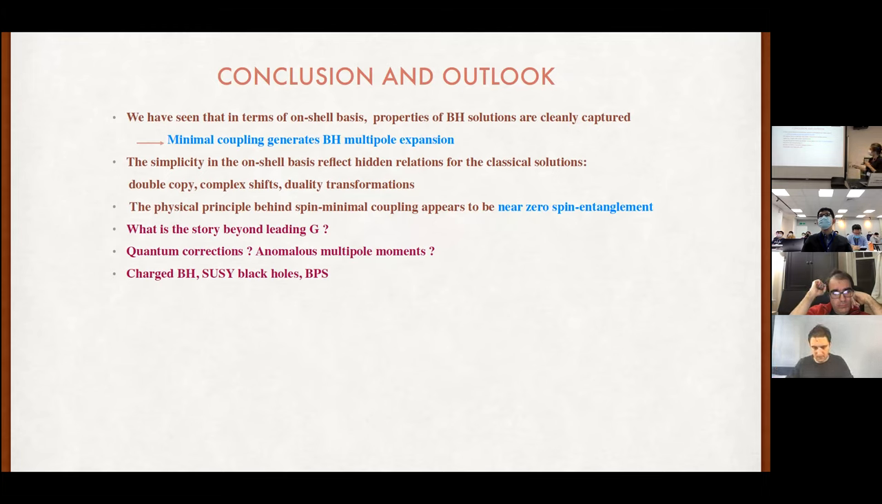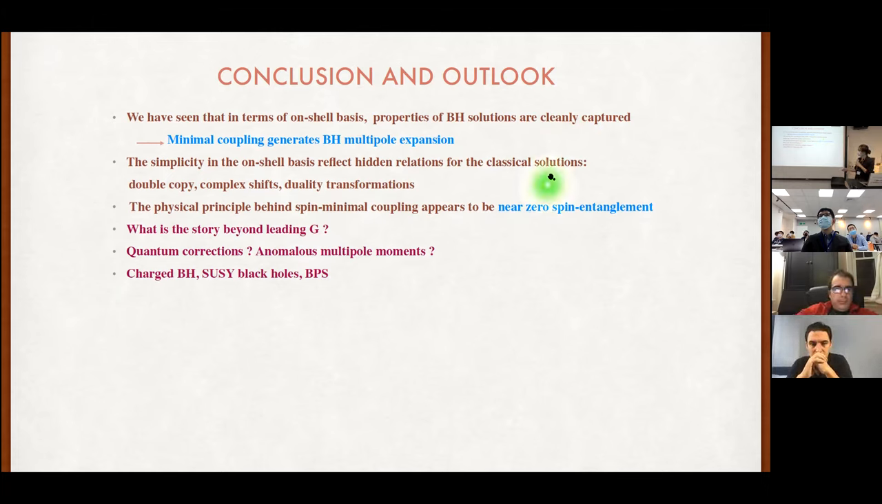And more importantly, the simplicity of this on-shell basis really reflects a lot of hidden relations between the classical solutions. There are some things that I haven't talked about, which are the double copy, the complex shift, which we talked about in the Newman-Janis shift, the duality transformation, and the physical principle that appears a lot behind the spin minimal coupling appears to be this near zero spin entanglement. And of course, as I mentioned, there's lots of things to do at this point.